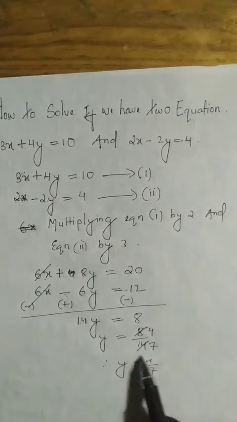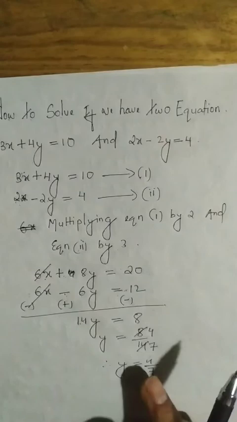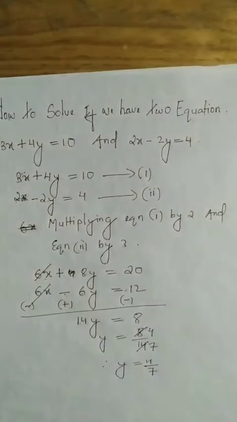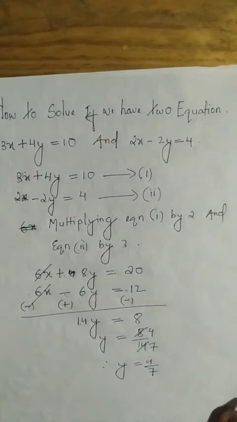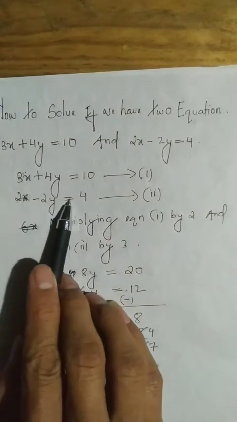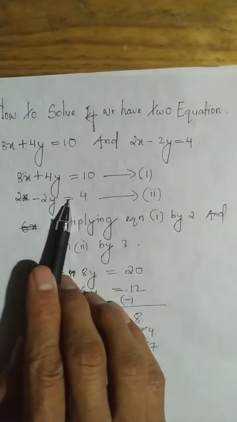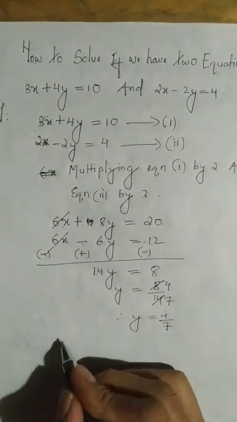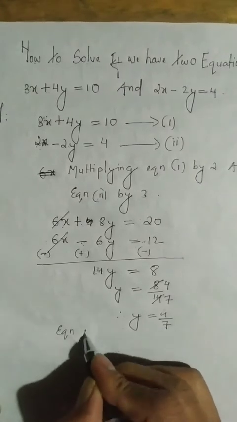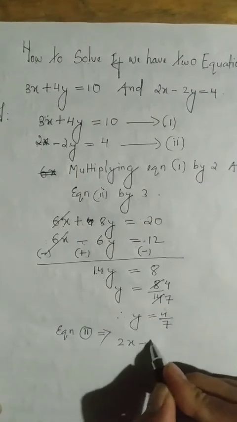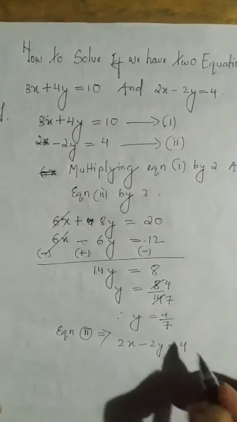Now since I have the value of y already, I can put the value of y in equation 1 or equation 2. The choice is yours, you can put it anywhere. Choose the one with the smaller numbers so that simplification will be easier. So now let me put the value of y in equation 2. What is my equation 2? 2x minus 2y is equal to 4.